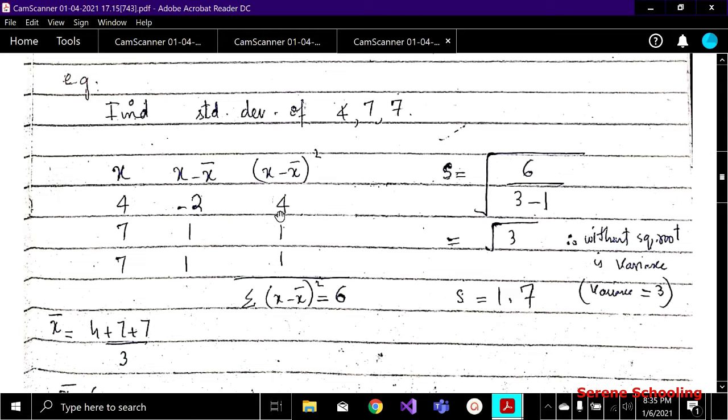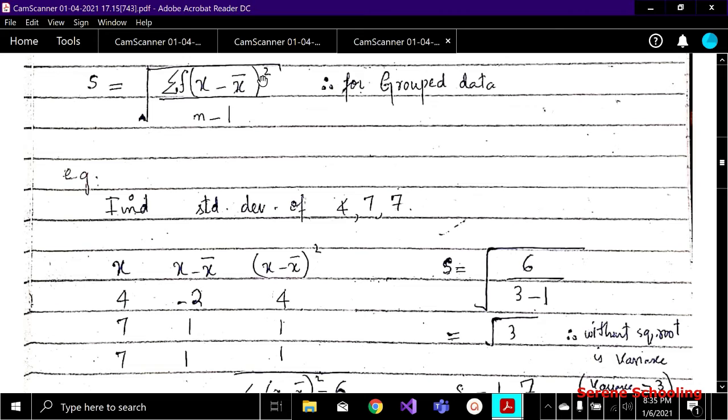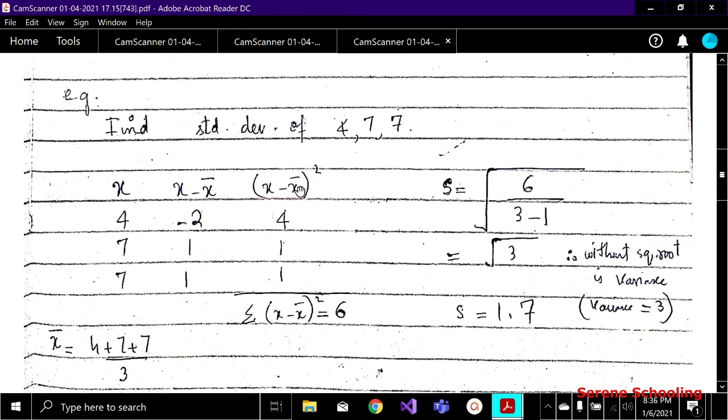So after taking the square we get this, and you can see from the formula, after this part we do what? We multiply with f. Since this is ungrouped, we don't need this multiplication step with f, and we take the sum of all the squared values. This sigma means sum, right? So here we are taking the sum of all these squared values, that is 6, 4, 5, 6. Okay, now we are done with the formula, so we have to just put the values.